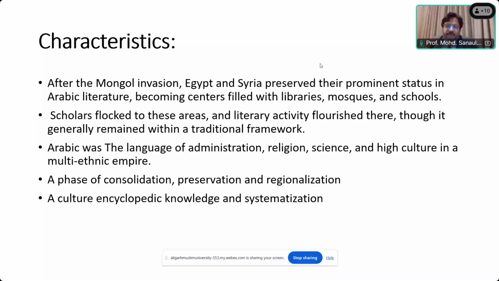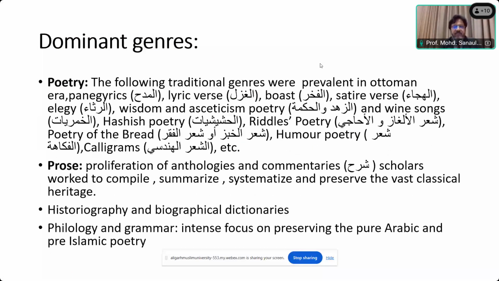So here we have a paradigm shift from the original Arabic poetry. Of course, poetry was there in all the dominant genres, like Madih, Ghazal, Fakhr, Hija, Risa, and Az-Zuhd wal Hikmah, alongside certain specific genres like Hashishiyat, Shi'r al-Alghaz wal Ahaji, Shi'r al-Khubz, Shi'r al-Fuqaha, and Shi'r al-Handasi. So the traditional genres like Madih and Hija were there, and along with them these new things.